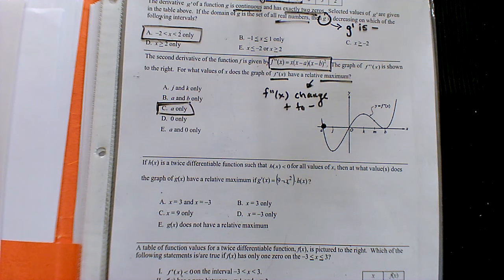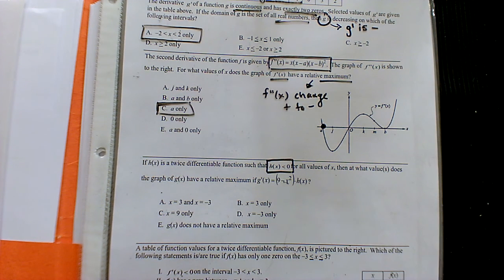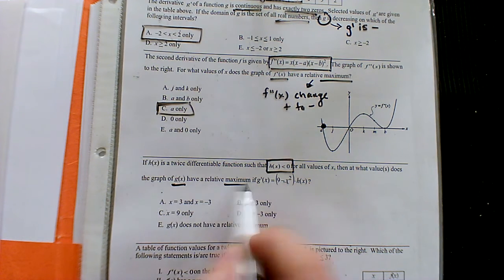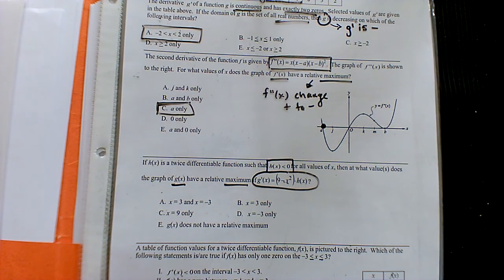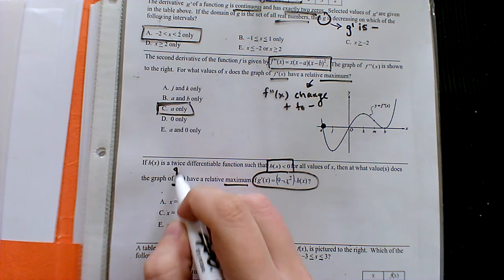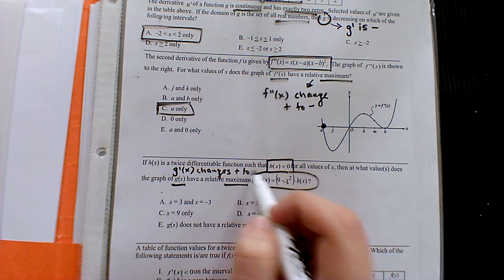Okay. If h is twice differentiable, so you can take 2 derivatives with no problems, like no sharp points, no vertical tangents, no endpoints, such that h of x is always negative, for what values does the graph of g have a max if the derivative equation is that? Oh man. If we want g to have a max, what do we need g prime to do? It's a 0, and if it's a maximum, changes positive to negative. Okay?